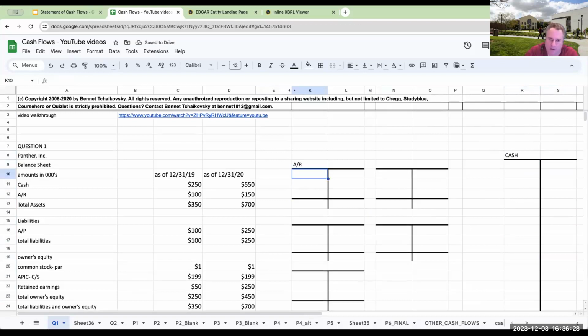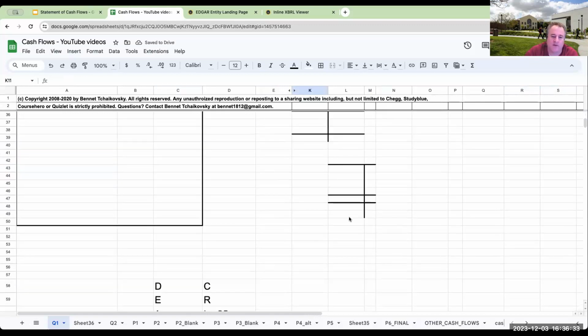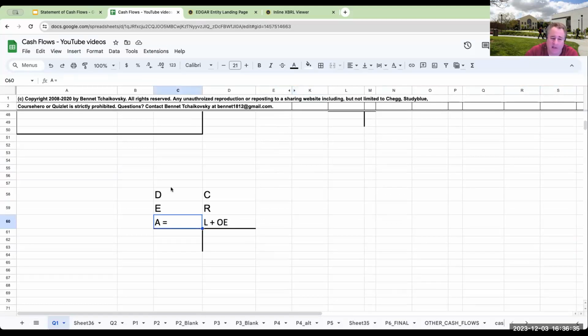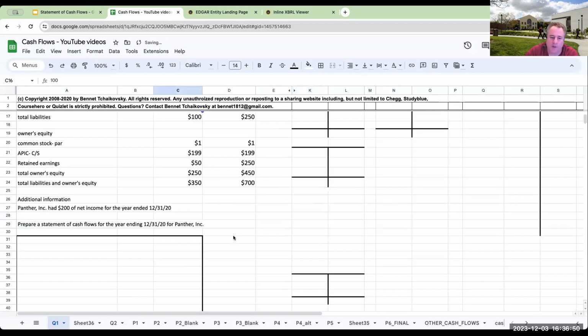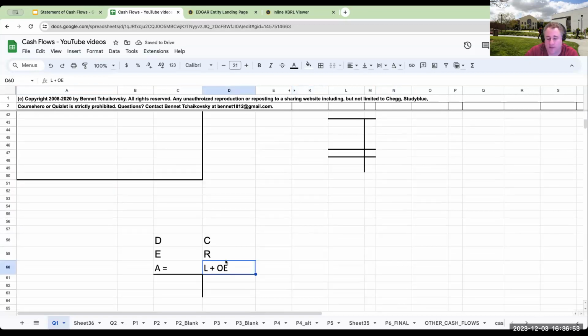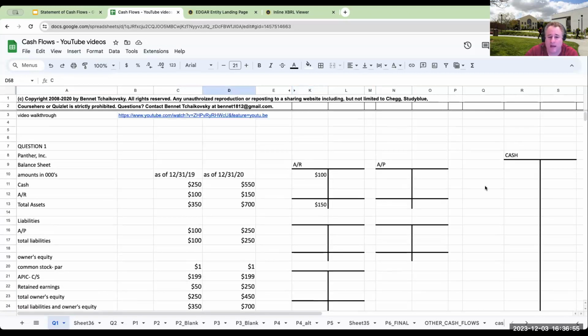But what I am going to do is put into my T accounts my opening and ending balances. My accounts receivable has a debit balance. It's an asset. Assets are increased with debits, decreased with credits. It's typically going to have a debit balance. Over here, the ending balance as of 12/31/20 was 150. For my liabilities, I only had accounts payable. Accounts payable, a liability, is an obligation that typically has a credit balance. Opening balance was 100. Ending balance was 250.